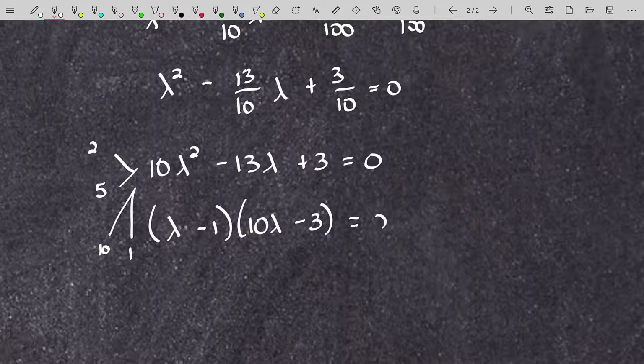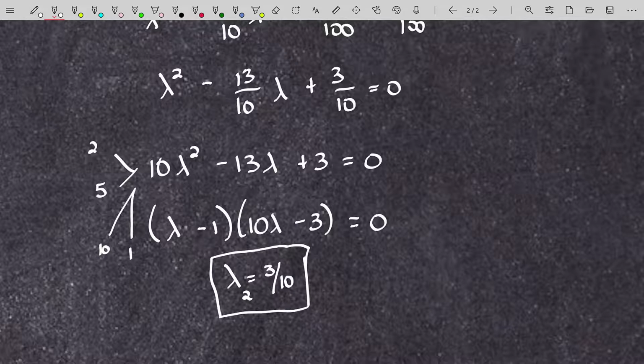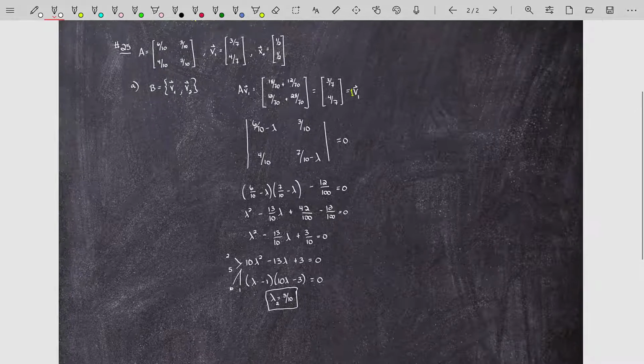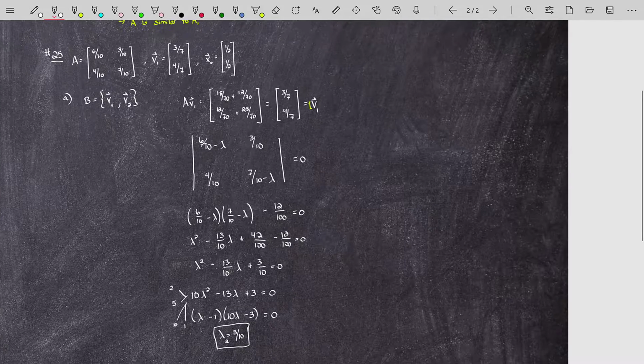Now you can double check, right? So that'd be a 10 lambda squared minus 3 lambda minus 10 lambda, which is negative 13 lambda plus 3. Yep, perfect. So my other eigenvalue is 3/10. That's lambda sub 2, let's just call it. Okay, lambda sub 2 being 3/10, you can find out the corresponding eigenvector.